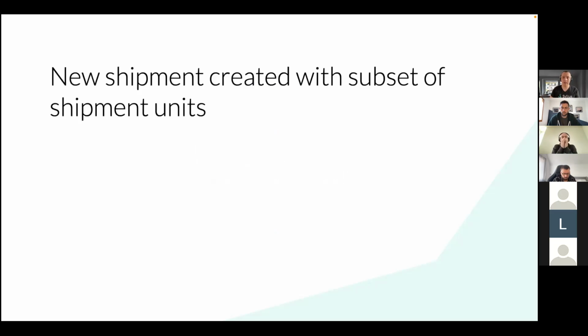And in Sylius Plus, we are allowing you to create a new shipment in the admin panel, or with the API, where you can just select some subset of shipment units. This means that some particular items on your list will be delivered in this package, but the previous package will stay as it was.